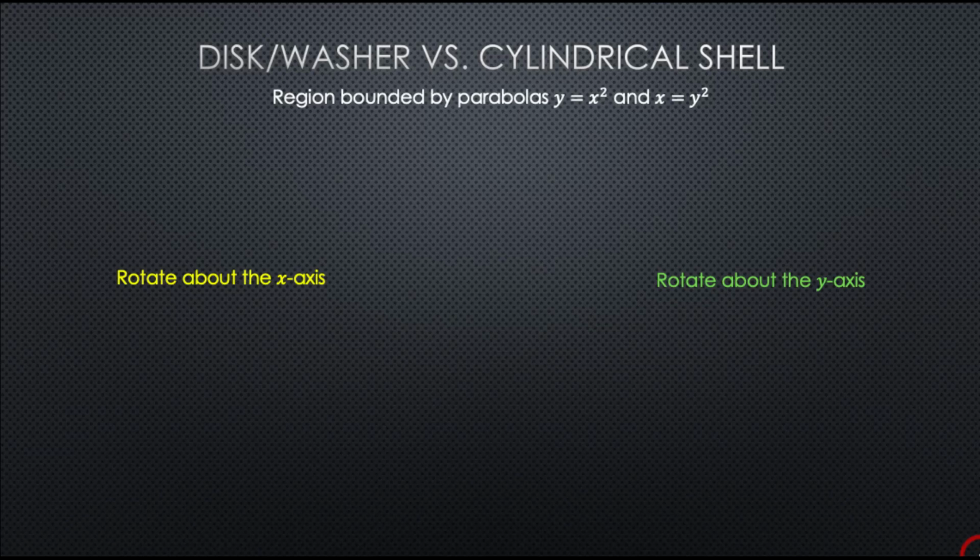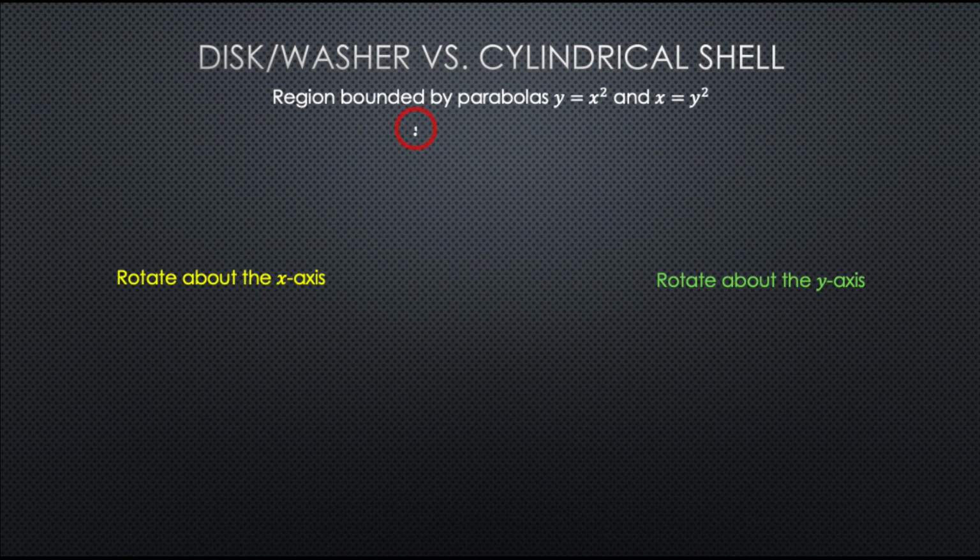Hello everyone, in this video you will learn the difference between the washer method and the cylindrical shell method to find the volume bounded by a region that rotates about the x-axis or y-axis. Let's say you have a region bounded by the parabola y equals x squared and x equals y squared.